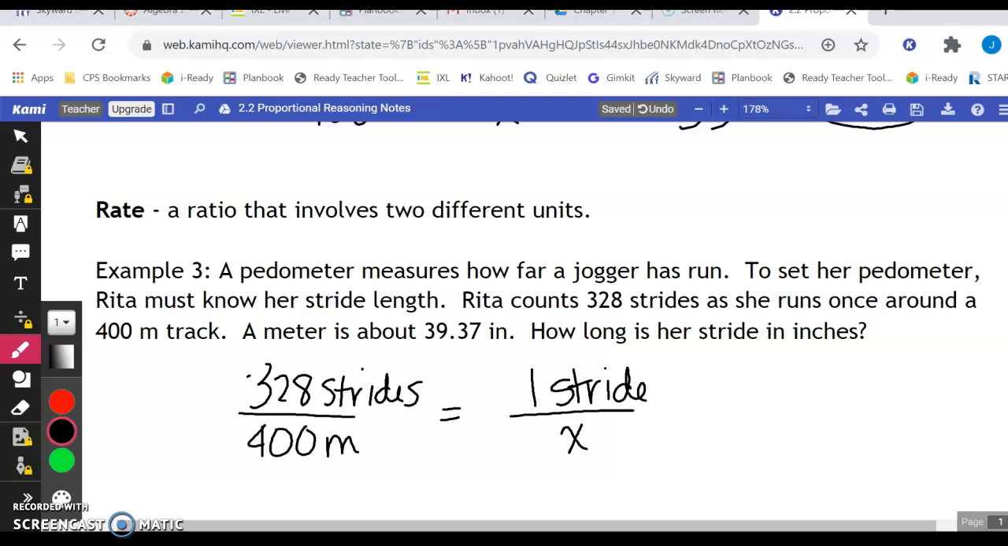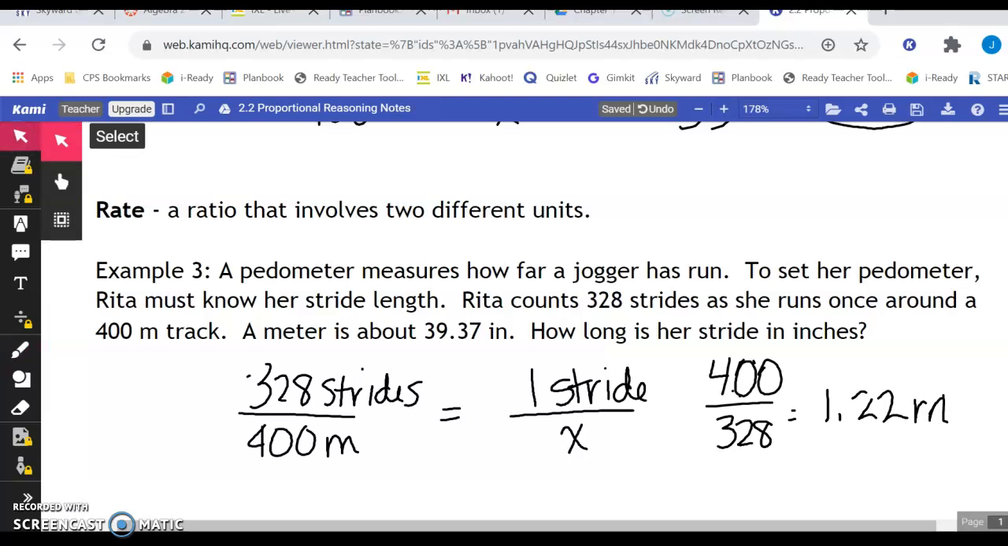All right, so we're going to have to cross multiply here. And we're going to have 400 times 1, which is going to give us 400. And then x is across from 328. So we're going to have to divide by 328. And 400 divided by 328 is about 1.22. And that's meters because that's what our problem started off in. But it says how long is her stride in inches.